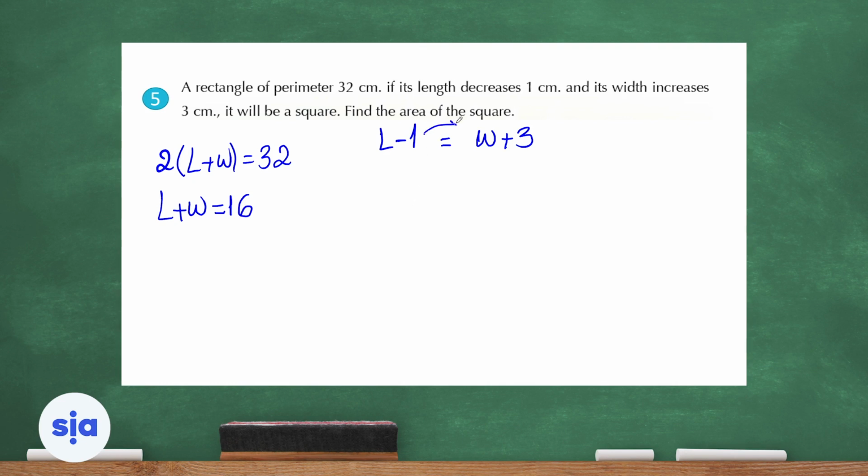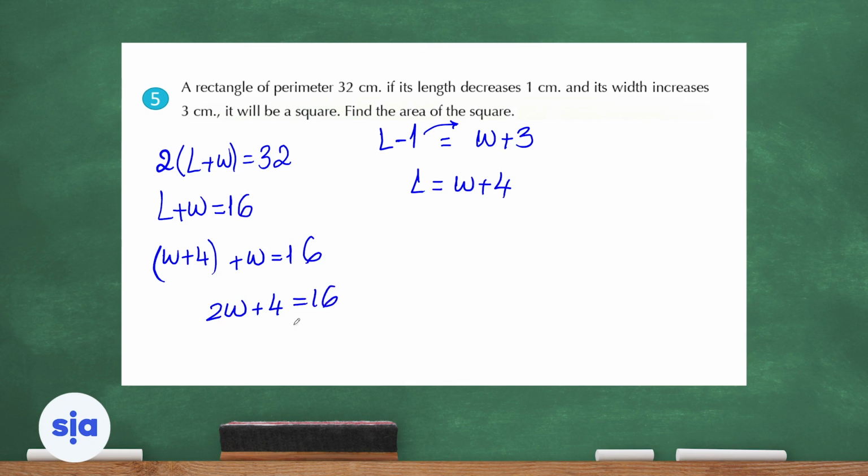If you move the 1 to here, you will see that L equals W plus 4. Let's substitute it in the first one. So W plus 4 plus W equals 16. Then 2W plus 4 equal to 16. Then W is equal to 6.